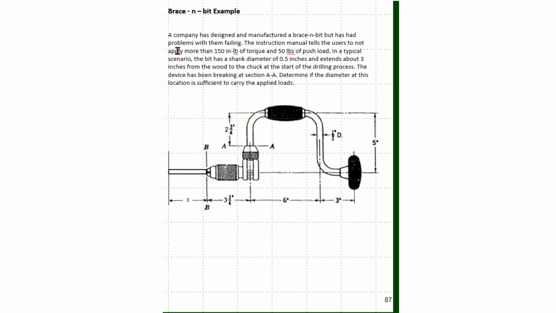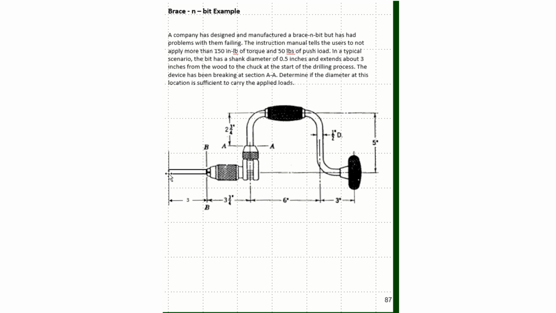In this example, a company has designed and manufactured a bracing bit, but it has had problems with them failing. The instruction manual tells the users to not apply more than 150 inch-pounds of torque and 50 pounds of push load. In a typical scenario, the bit has a shank diameter of a 1/2 inch and it extends about 3 inches from the wood to the chuck at the start of the drilling process.